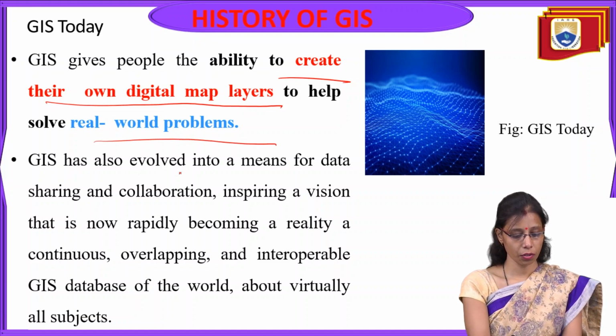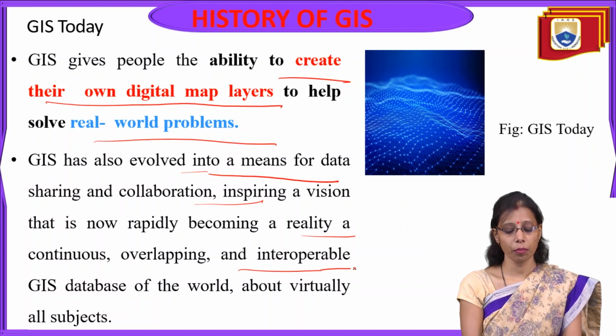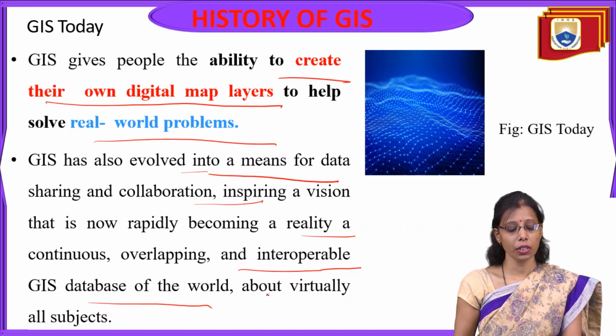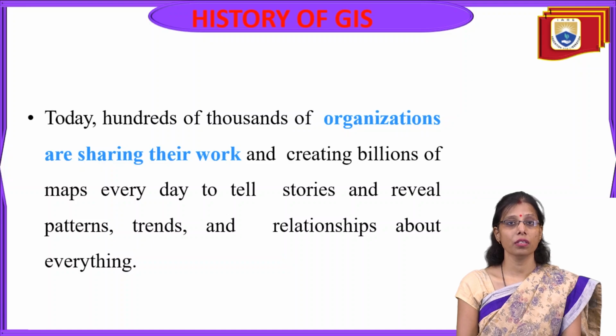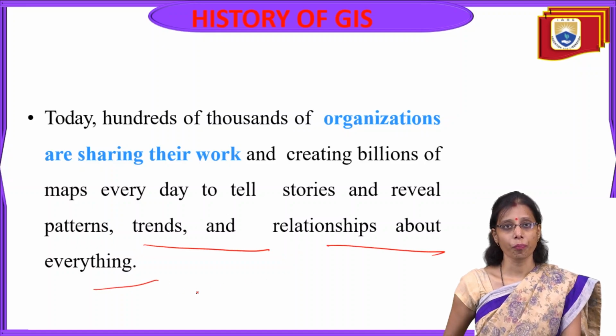So GIS had also evolved into a means for data sharing and collaboration, inspiring a vision that is now rapidly becoming a reality: a continuous, overlapping and interoperable GIS database of the world about virtually all subjects. So today, hundreds of thousands of organizations share their work and create billions of maps every day to tell stories and reveal the patterns, trends, and relationships about everything.